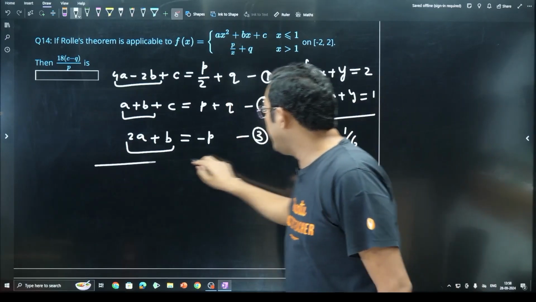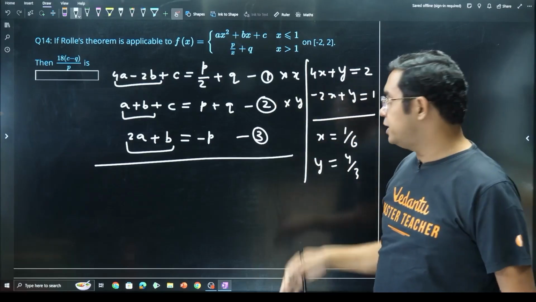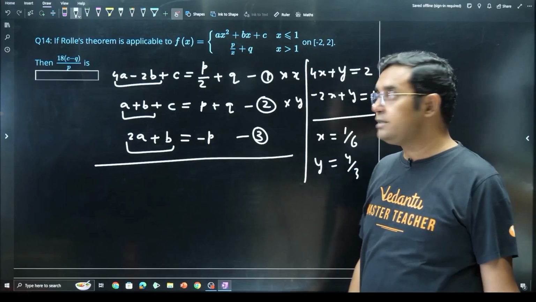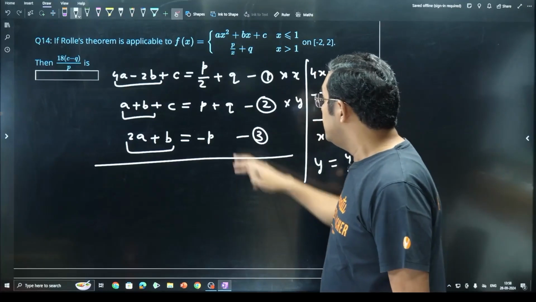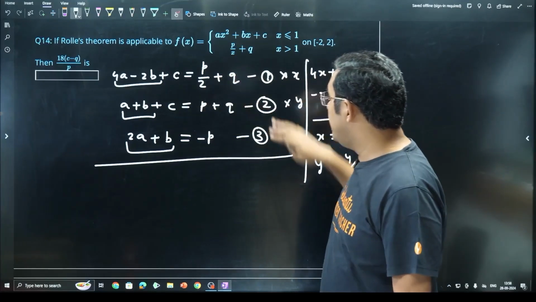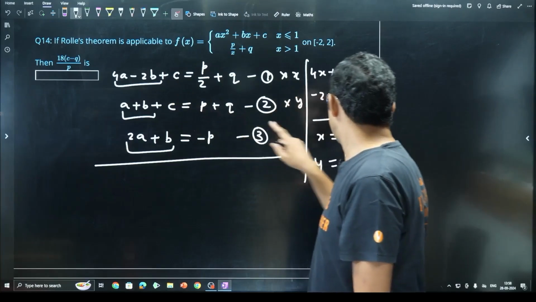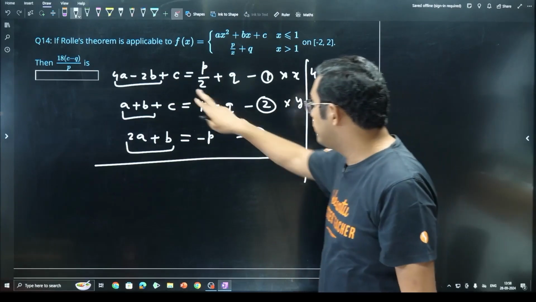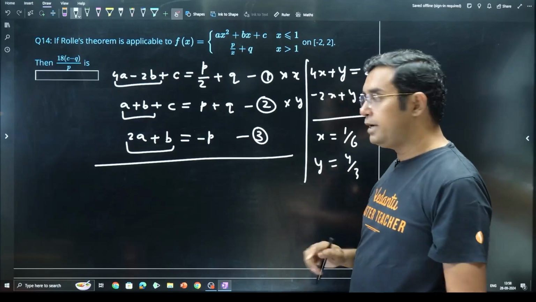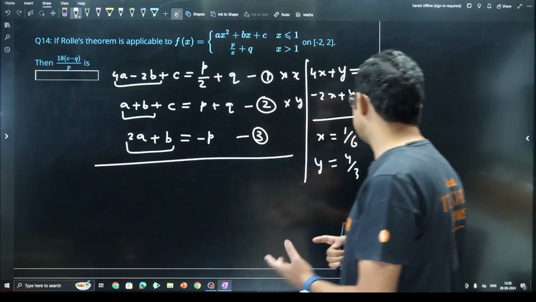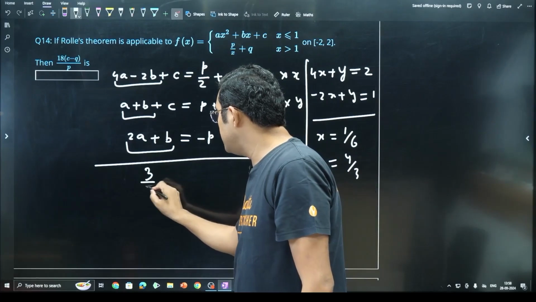So I multiply equation 1 by 1 by 6, equation 2 by 4 by 3, and subtract 3. Obviously the a and b terms will cancel because I started with this only. I will have only c, p and q terms. So on the left hand side, my c will be 1 by 6 plus 4 by 3. So it will be 1 plus 8, 9 by 6, that is 3 by 2 c.